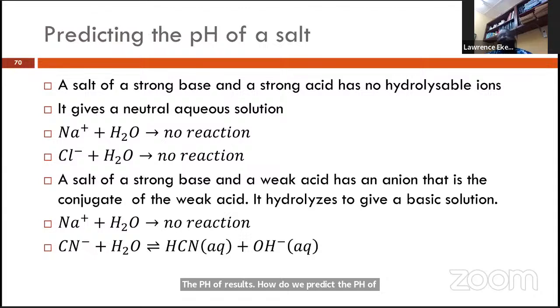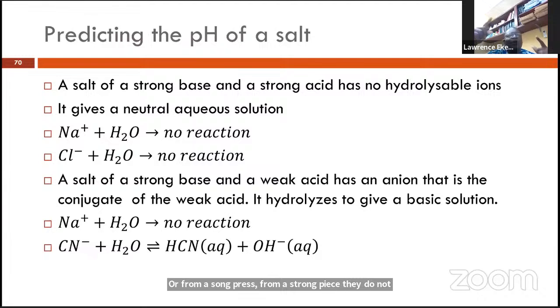A salt of a strong base and a strong acid has no hydrolyzable ions. And what that means is that it gives rise to a neutral aqueous solution. What we are saying is that when you have the ions in solution of a salt that is coming from a strong acid and a strong base, they do not have hydrolyzable ions.